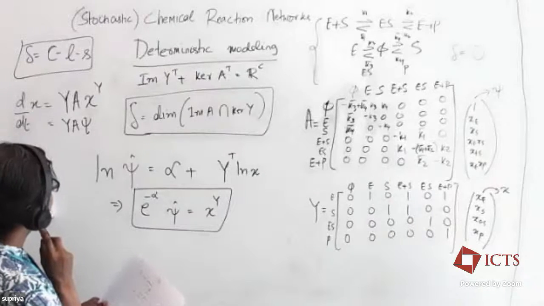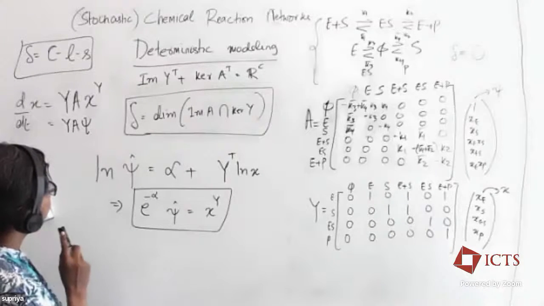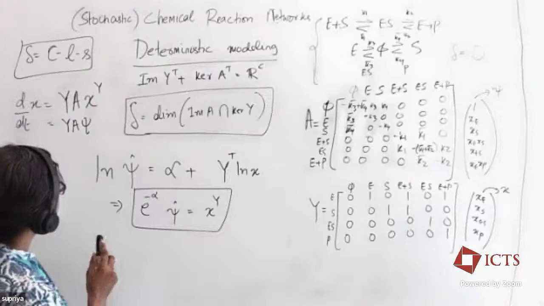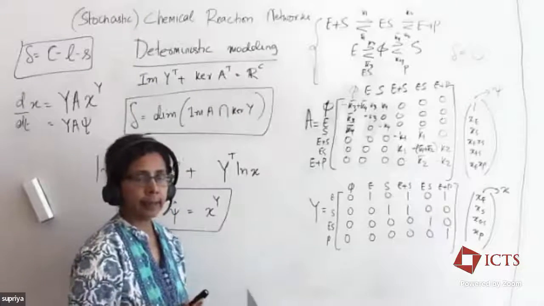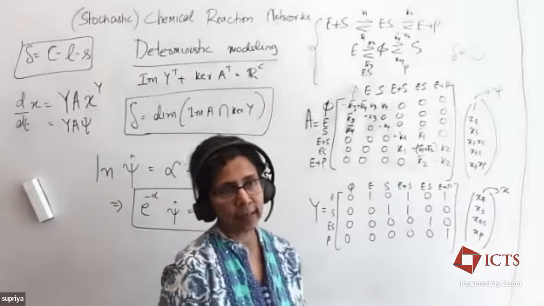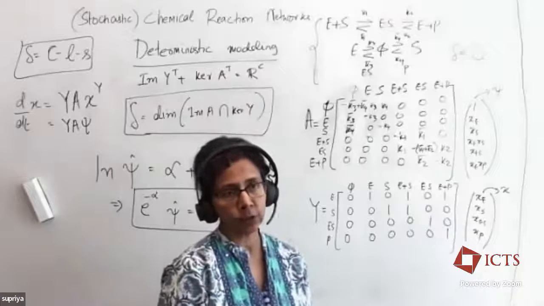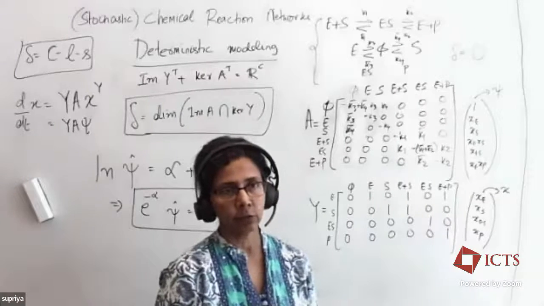So the goal is to find x, right? Finally. Or psi actually, right? If I find the right psi, then somehow the right combination, yeah. Okay. So that's basically it.